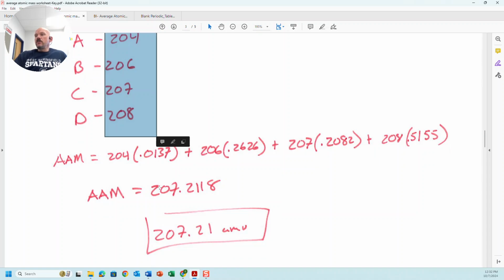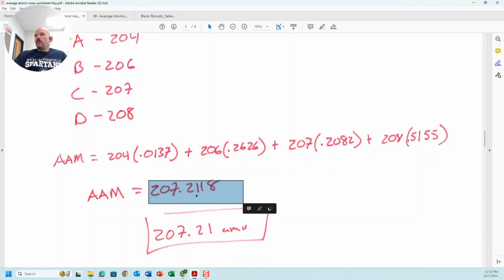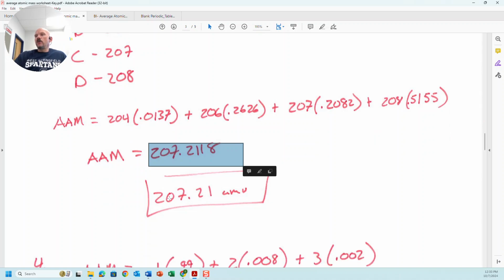Okay? And so when we do the math, we get 207.2118. So 207.21. Most periodic tables have lead as 207.2. So if you just said 207.2, that's fine. But again, our usual rule is to go to 2 decimal places. And again, don't forget the unit, atomic mass units, AMUs.